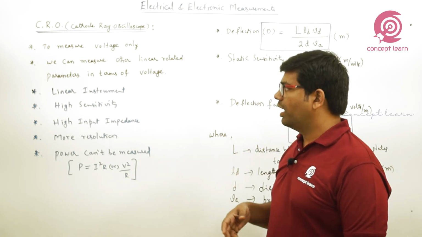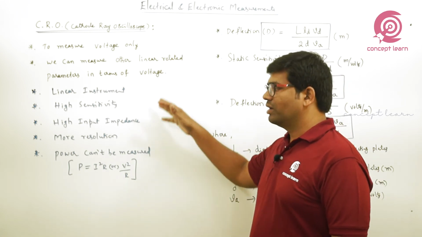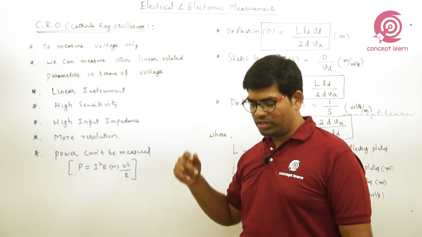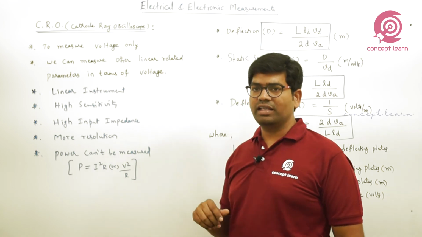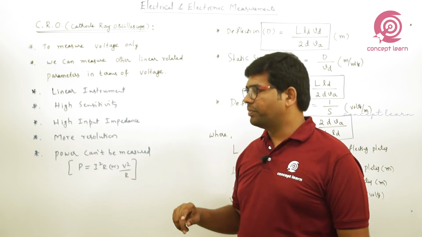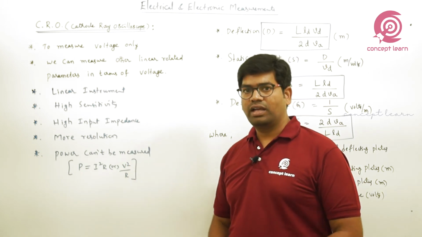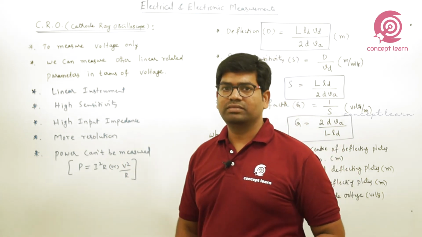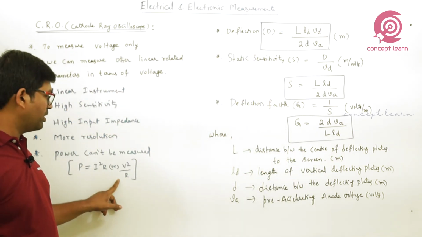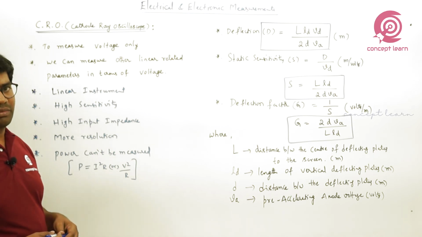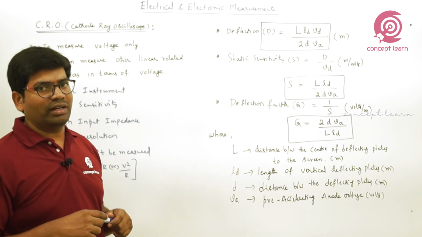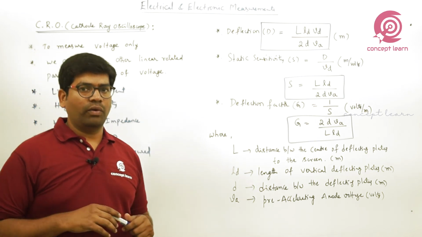Got the point? And if you look into the behavior or characteristics of the CRO, we can say CRO is basically a linear instrument, sensitivity is very high, it has high input impedance and more resolution, and we cannot measure power because power is associated with I square R or V square by R. Means it is a non-linear relation, and because CRO is a linear instrument, we cannot measure non-linear related quantities. This is the overview.